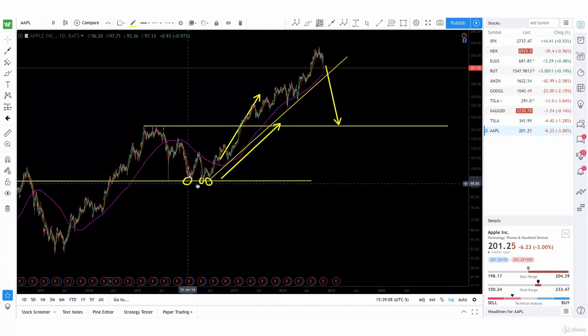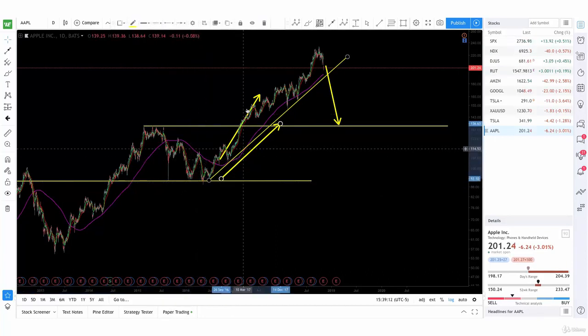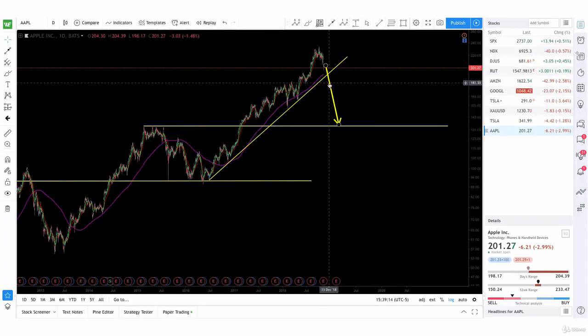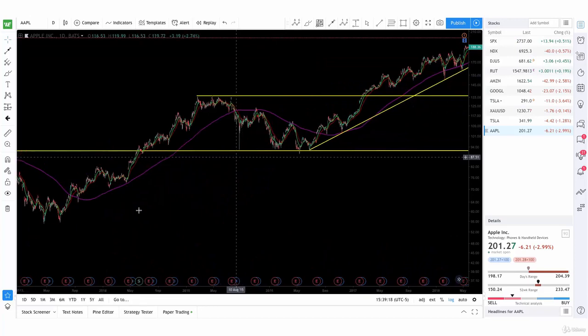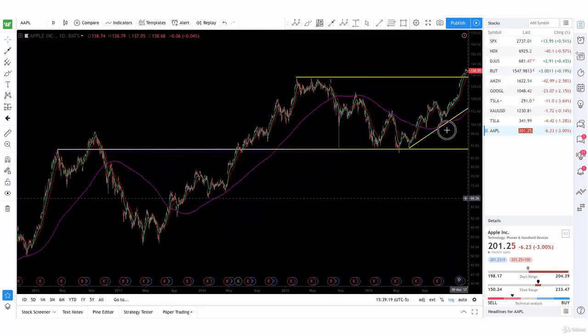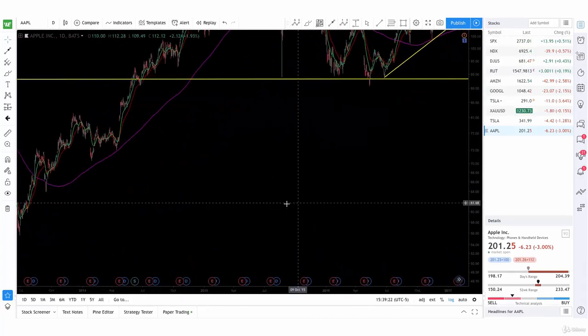Now, you can utilize this also in any time frame. This is not only because this is a daily time frame. You can also utilize this in, let's go a little lower here, smaller. See what happens here.